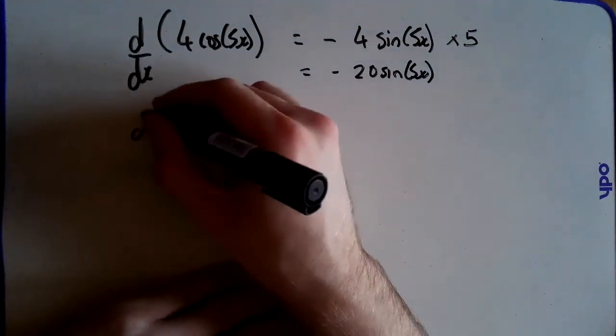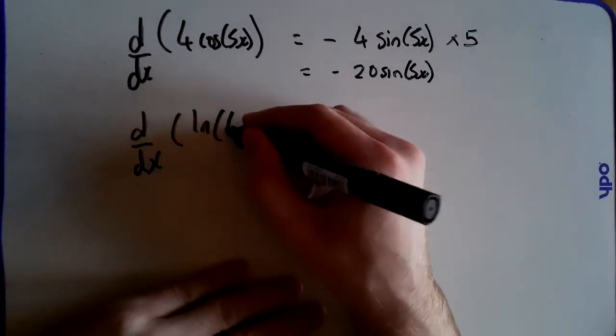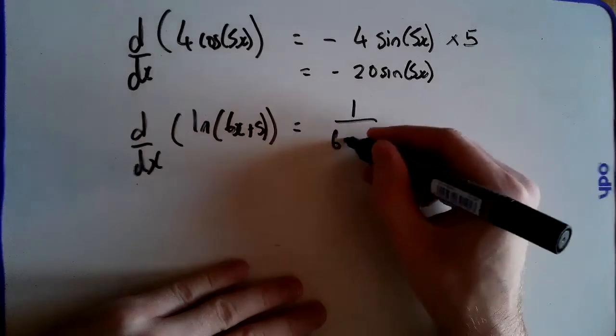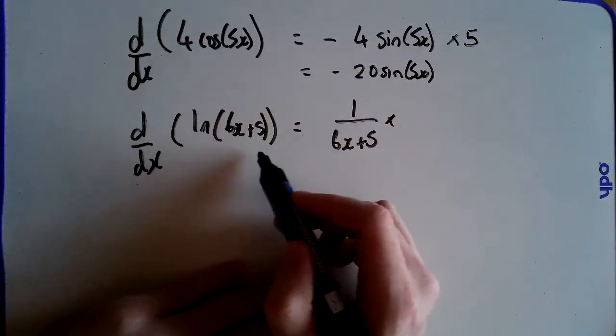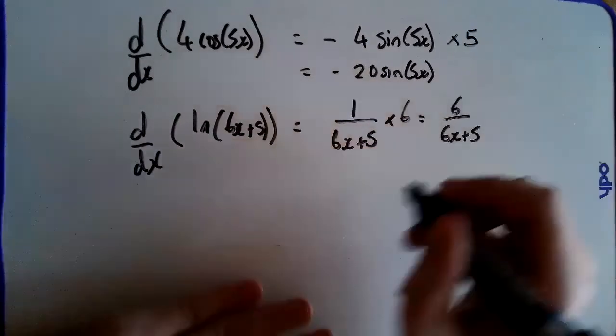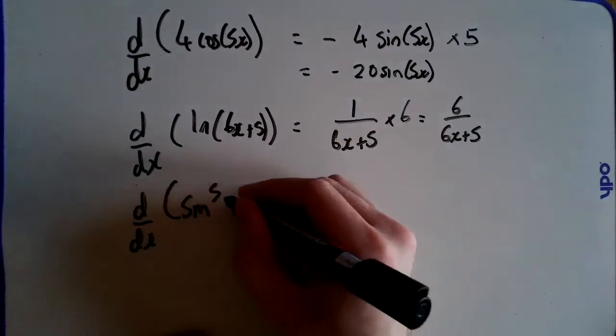Okay, d by dx. Well, the next one is ln 6x plus 5. Remember, ln's 1 over, so 1 over 6x plus 5. I need times by the derivative of that, times by 6. So 6 over 6x plus 5. And then d by dx, the last one, is sine 5x.